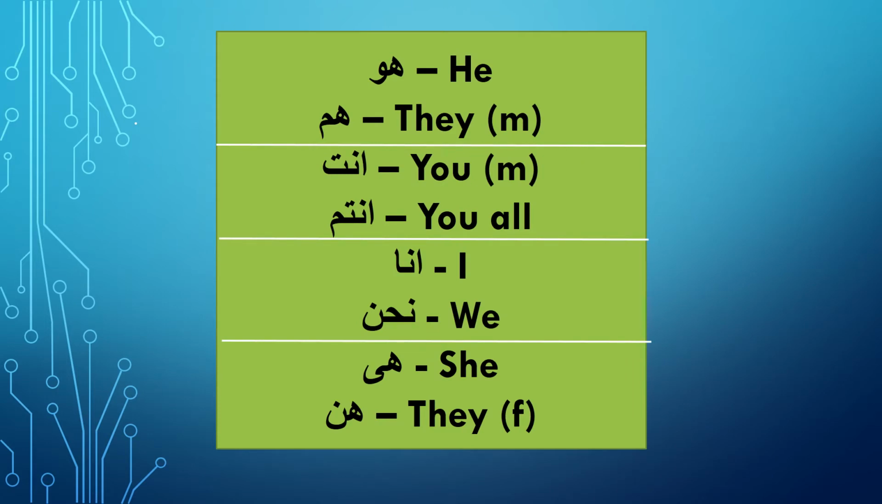Previous lecture was a good tongue twisting exercise. We have two more lists to complete this set. First one is hu, hum, anta, antum, ana, nahnu. It means he, they, you, you all, I, we. And when you combine them, hu means he, hum means they, anta you, antum you all, ana I, nahnu we.